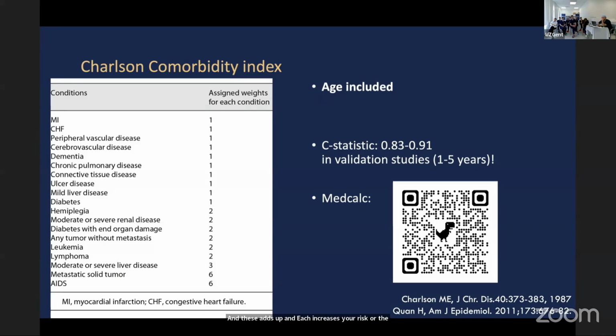And how good this prediction tool is probably explained by its C statistics. So for those of you who are not familiar with this term, C statistics is a way of looking at it like if you flip a coin, that's 0.5. And if your prediction is perfect, then it's 1.